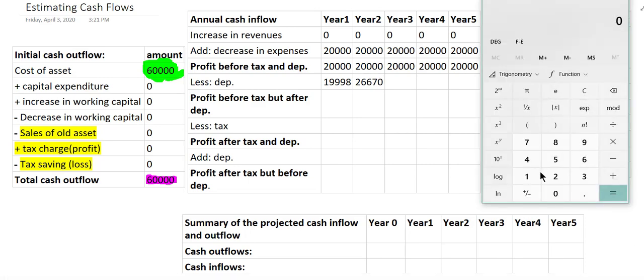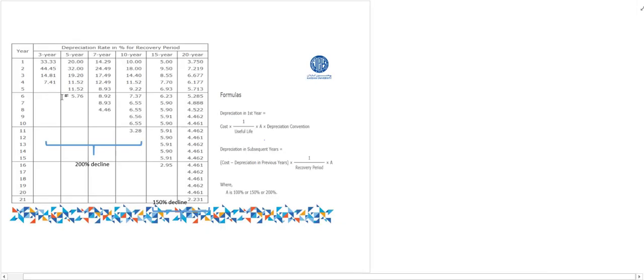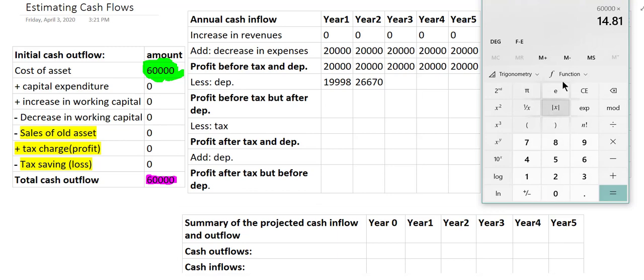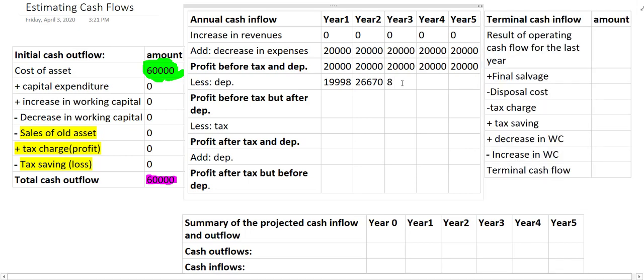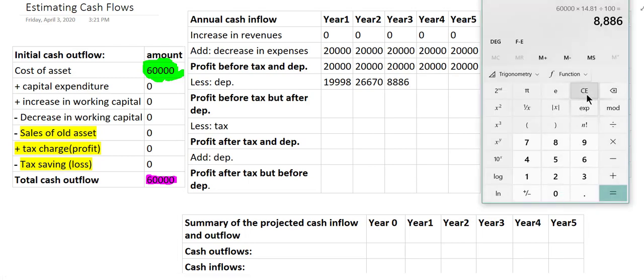How to calculate it? 60,000 is the cost of asset multiplied by 14.81. I just memorized it, right? You can also memorize this one this way. 14.81. So in this way, you can overcome this problem. Then divided by 100. Why? Because it is the tax rate. How much is the tax? Tax is 8,886 for this year.